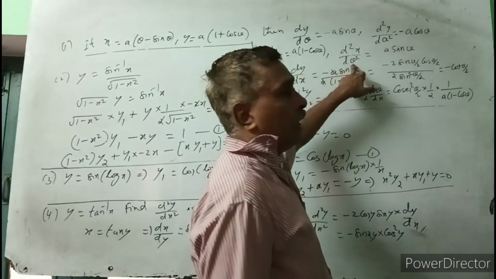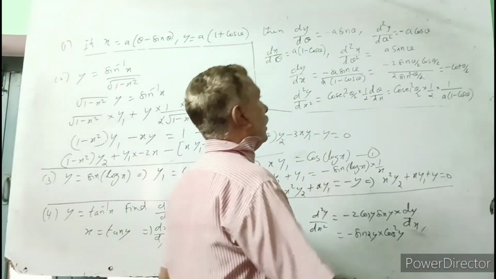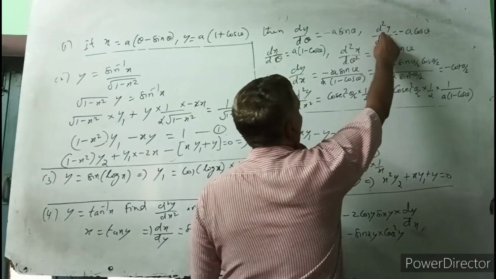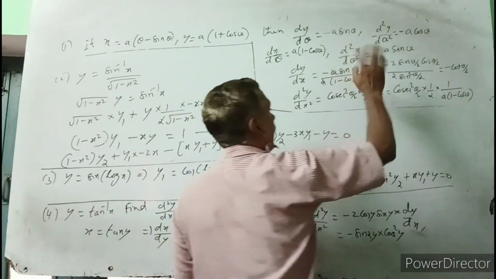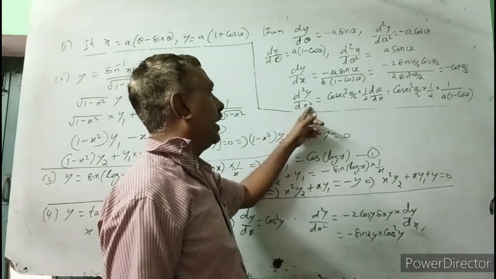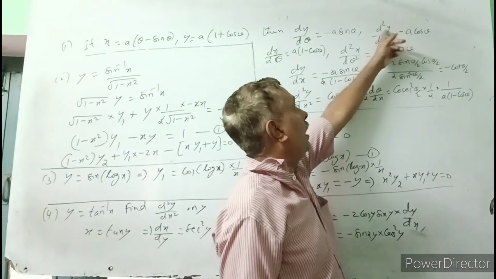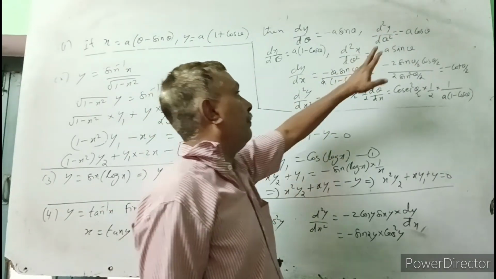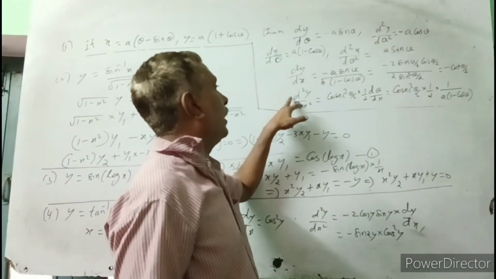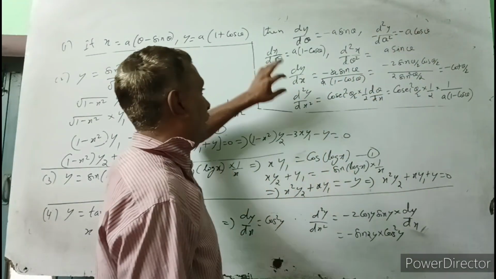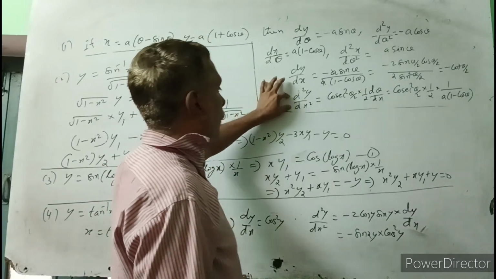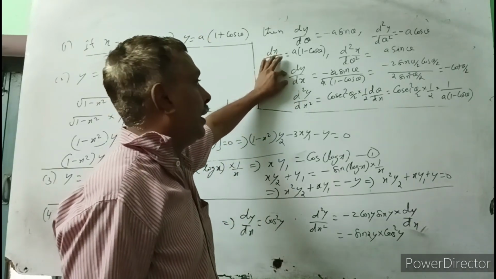So here also both are differentiated with respect to theta. But if you are dividing, you will not get d square y by dx square. This and this division are entirely different. This is d square by dx square, here d square y by d square x. So both are different. So never will you get d square y by dx square by directly dividing the second derivatives. Whenever you want d square y by dx square, first you will find out dy by dx.